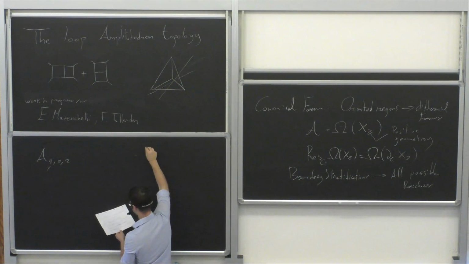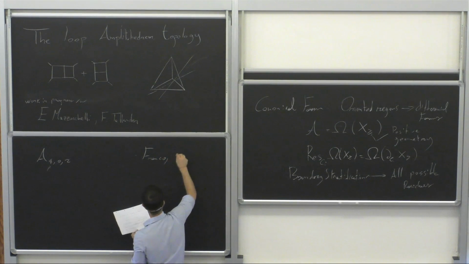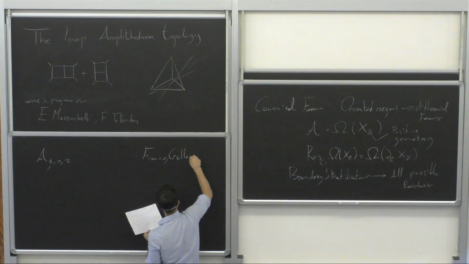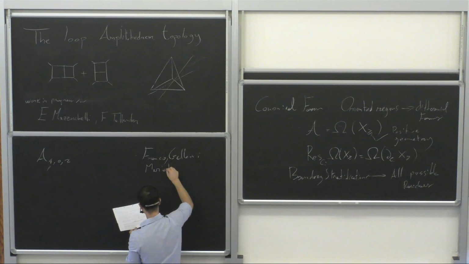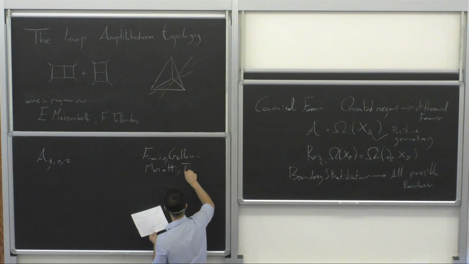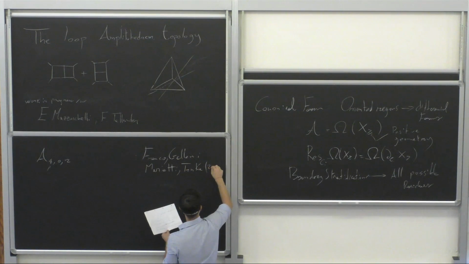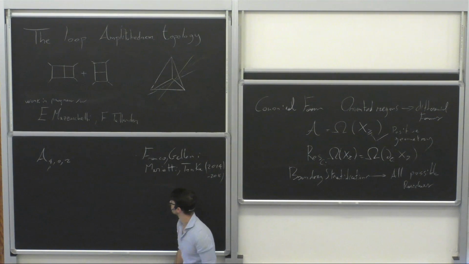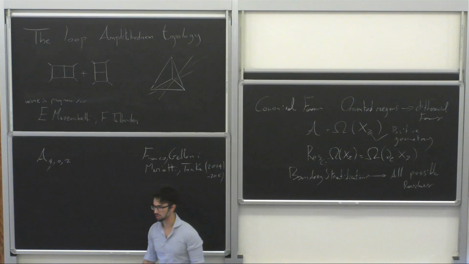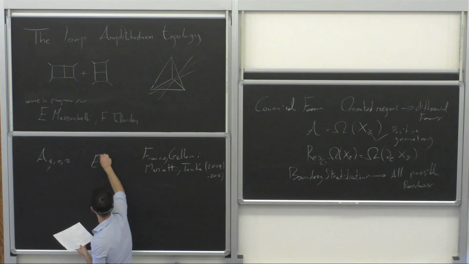This geometry has been studied by Franco, Galloni, Mariotti, Trinca in 2014, with a follow-up in 2016 by Galloni. And the aim of these authors was to study all possible boundaries of this geometry and then compute the Euler characteristic.